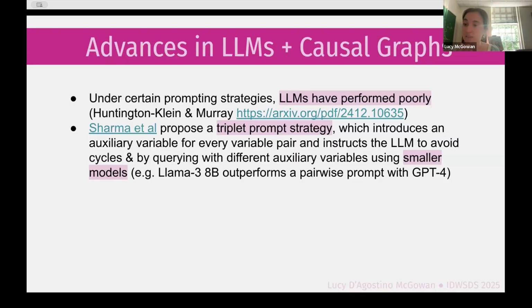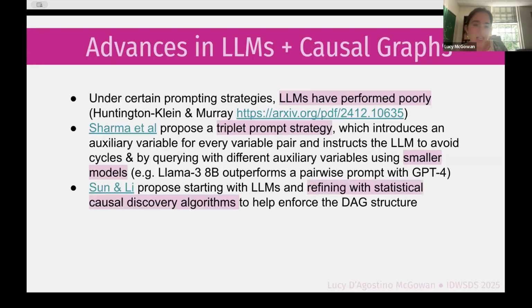And this seemed to help with some of the structural problems, and probably some of the problems that Ellie and Nick were seeing there. It also made it easier to use small models. They showed that the smallest Llama model was able to outperform the pairwise prompt, which was just asking what the relationship is between these two things in GPT. And then Sun and Lee proposed starting with large language models and then refining using statistical causal discovery algorithms. So you get all the different pieces that might be involved, and then use some kind of statistical algorithm to refine it.